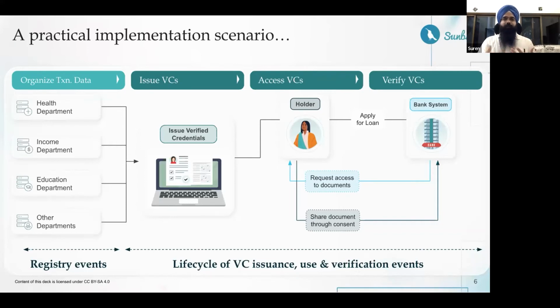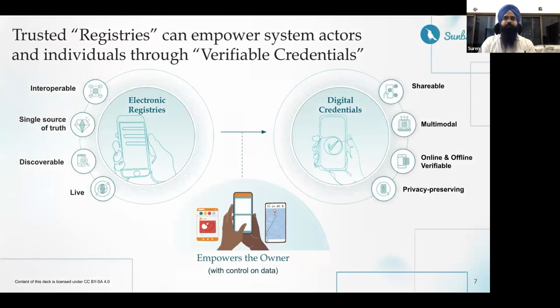So these two scenarios were to just bring out the power of how registries and credentials are immensely powerful in creating a very high trust, very low cost system. Today's system, which requires a lot of paper trail, background checks and verifications, can be transformed into this low cost, high trust system. So in a nutshell, these trusted registries can empower various system actors and individuals through verifiable credentials.